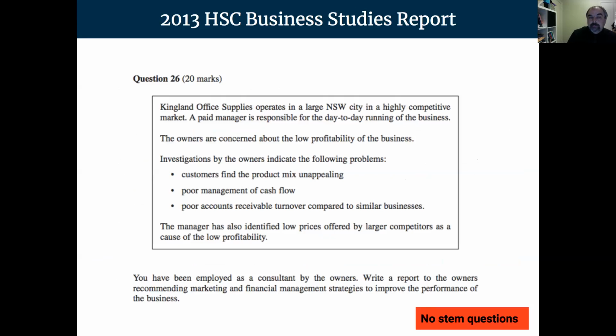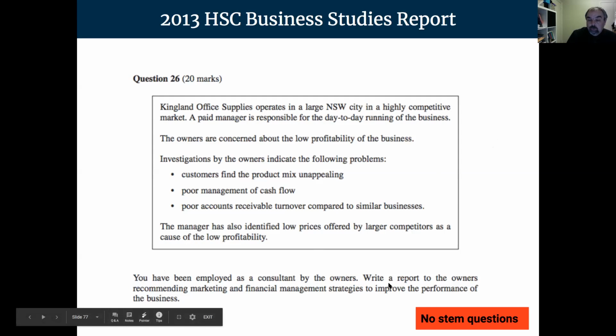2013 question. Now, 2012 was the new format for the business studies exam. So 2012 was the first year of the major changes they made, and 2013, obviously the second year. But I just wanted to show you this because in 12 and 13, the actual question was in sentence format, not in stem and leaf, not a STEM type question.